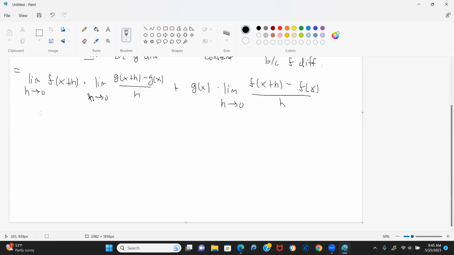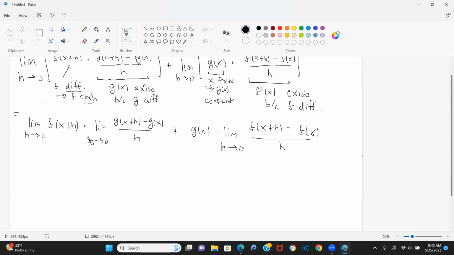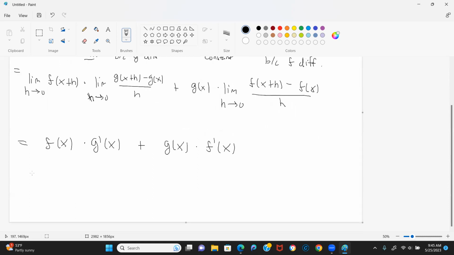And now, because of all these observations, I can just compute these limits. So this will be f of x times g prime of x, plus g of x times f prime of x. Or I can also write this as f of x times d dx of g of x. That's not right, let's fix that.